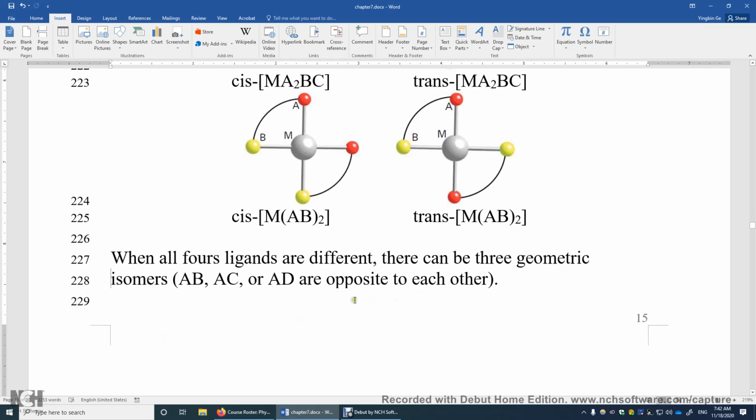I'm assuming in this case A, B, C, D and the transition metal are on the same plane. With a symmetry plane, this structure is achiral without any chiral center.